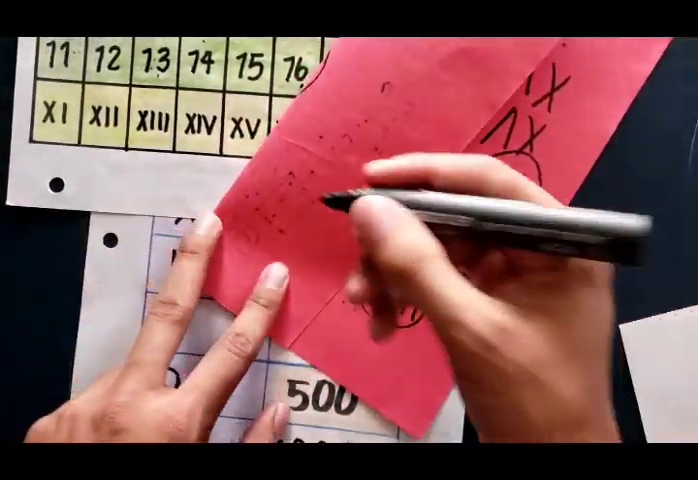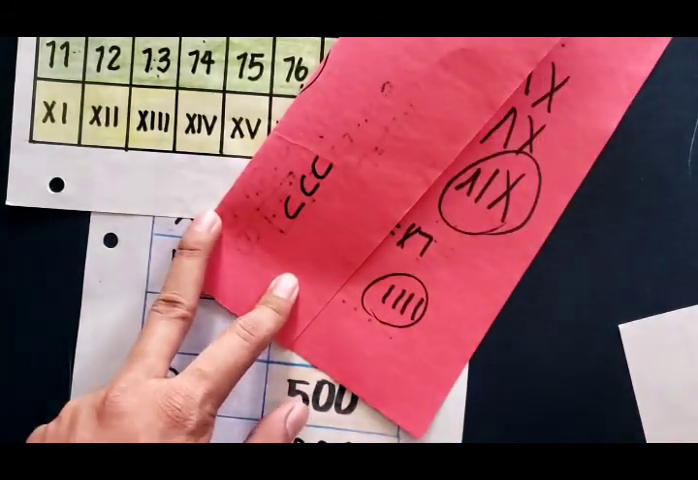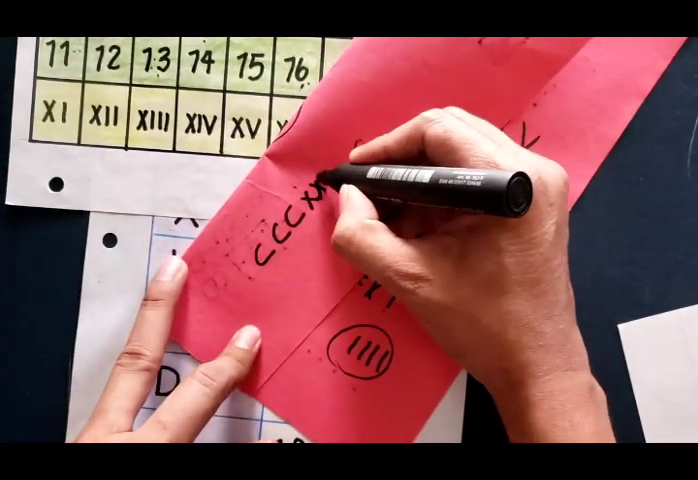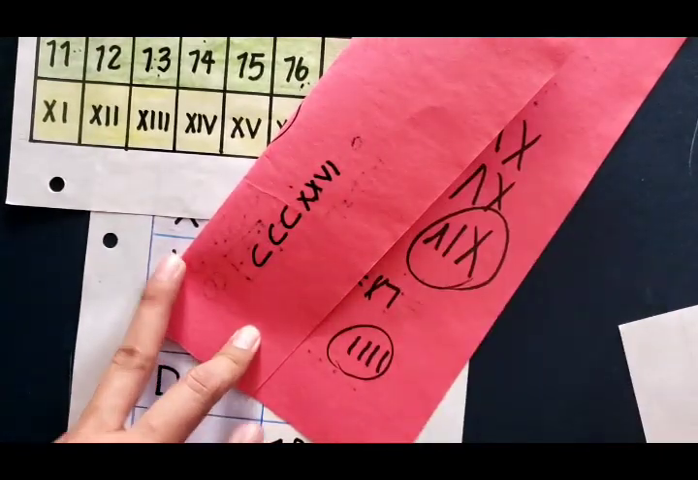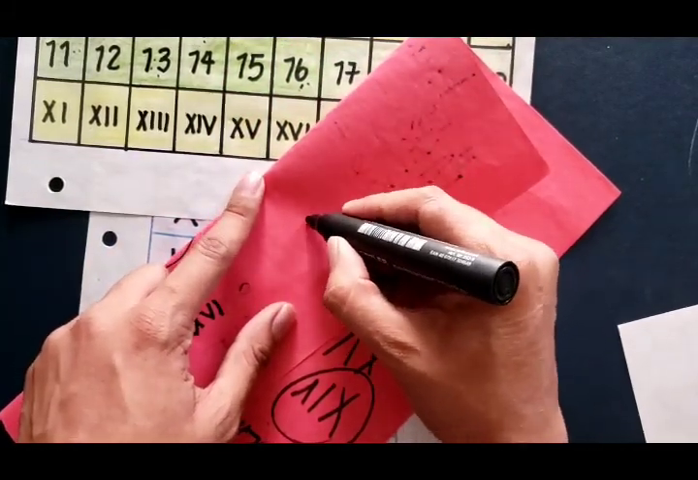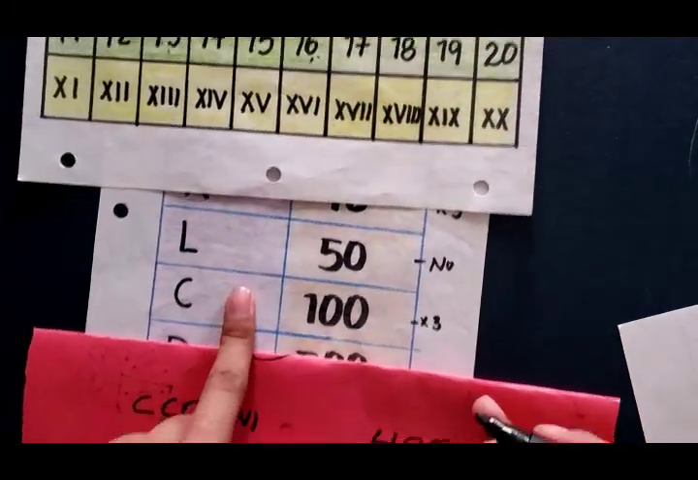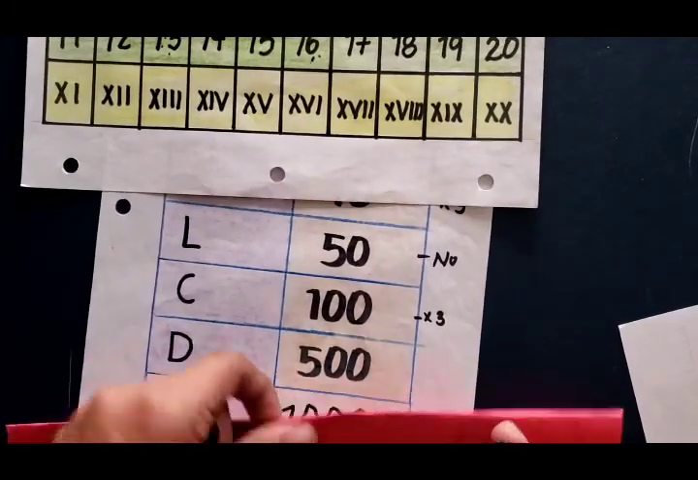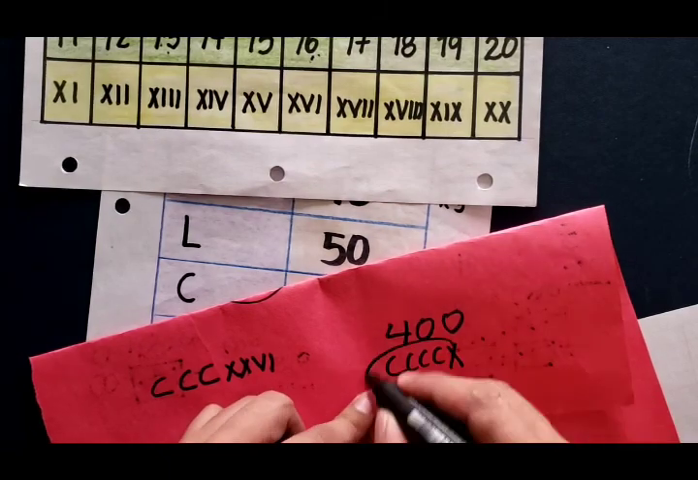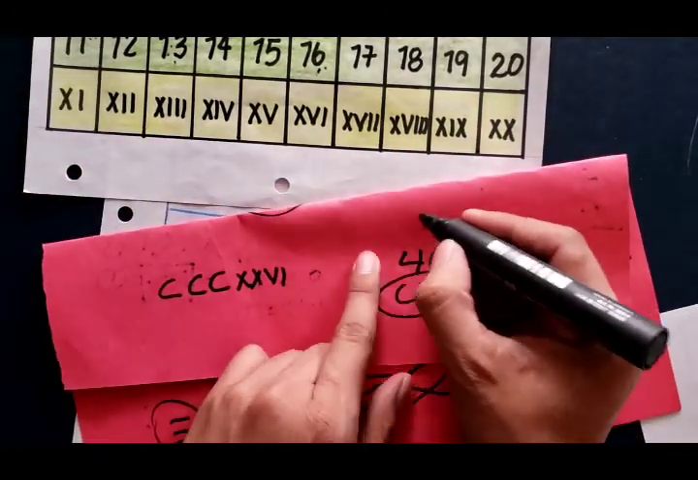So, when we continue writing numbers, we're going to find out that if you want to write, for instance, 300, what about if you want to write 326? What about if we want to write 400? Let's see. How do you write 500? Let's look at the chart. Letter D. Remember that the letter C cannot be repeated 4 times. You can only repeat it 3 times. So how do we write 400?